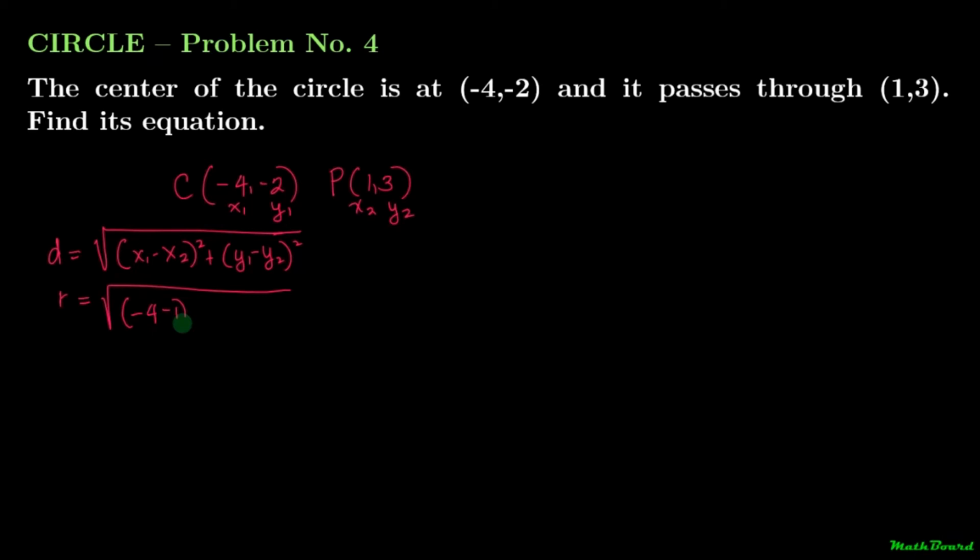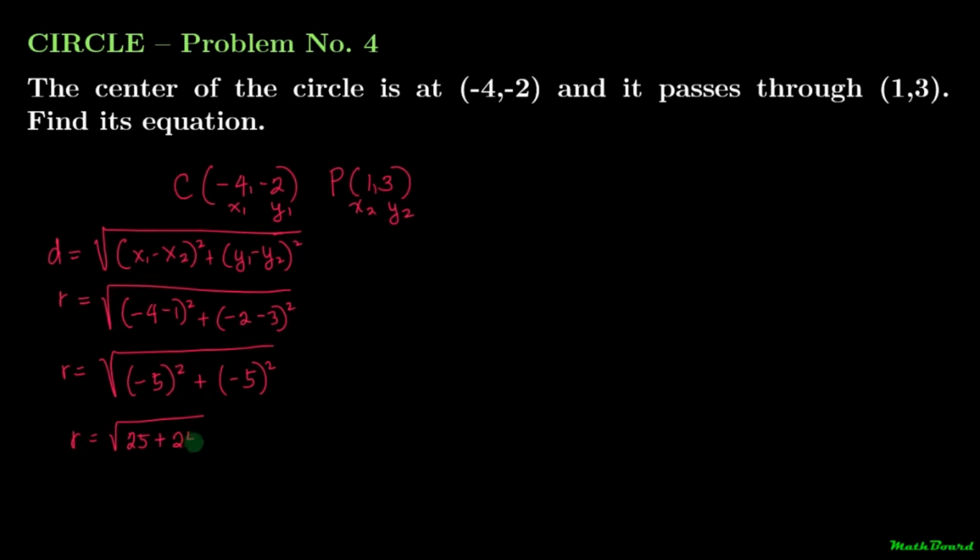So, minus 1 squared plus y sub 1 is negative 2, y sub 2 is 3. Then squared. So, r equals negative 4 minus 1, that's negative 5 squared plus negative 2 minus 3 is also negative 5 squared. Therefore, r is equal to the square root of negative 5 squared is 25, and negative 5 squared again is also 25. So, 25 plus 25, therefore, r is equal to square root of 50.